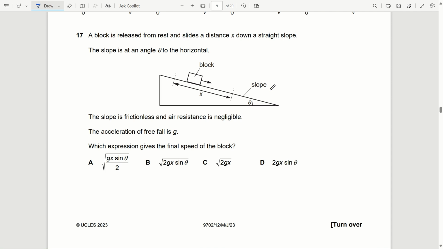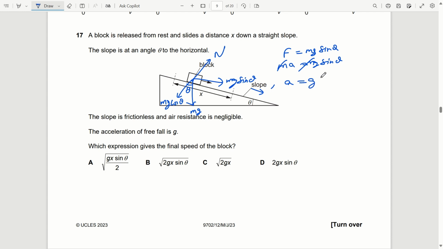Okay. So first of all, we will draw the free body diagram. Its weight mg will be acting downward, and we can resolve mg into two components. This will be contact force N. This angle is theta. So this will be mg cos theta. This component will be mg sin theta, and so net force is equal to mg sin theta in this direction, and mass into acceleration is equal to mg sin theta. So we can see acceleration a is equal to g sin theta.